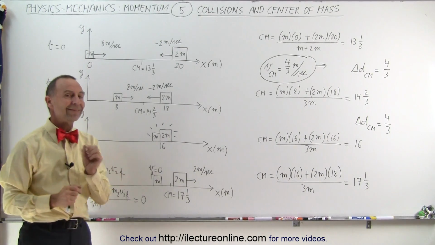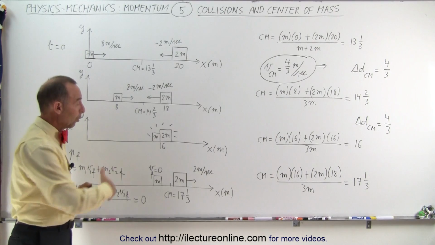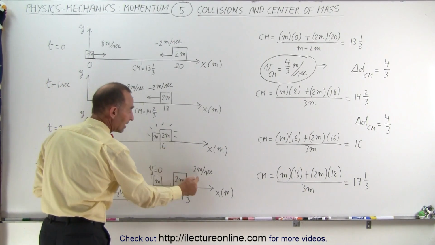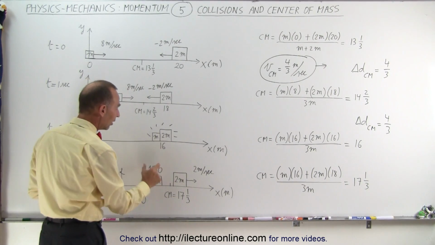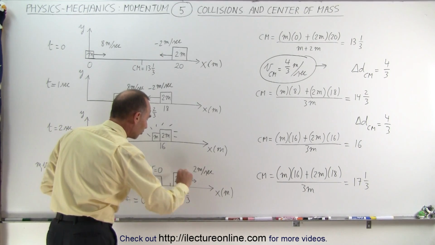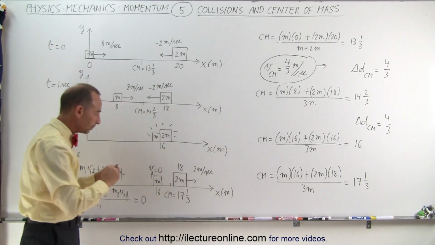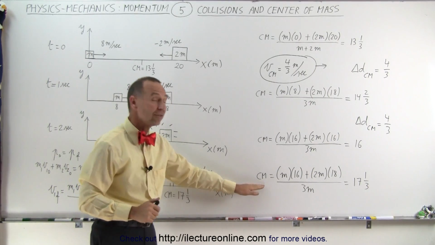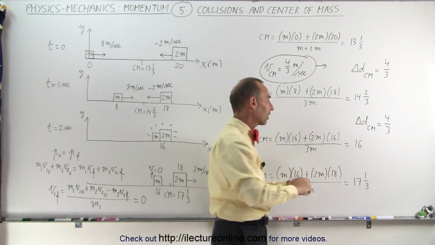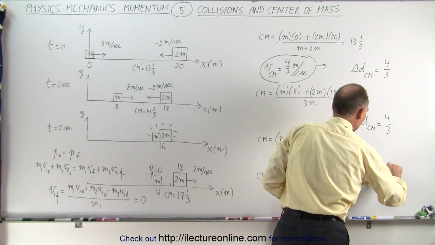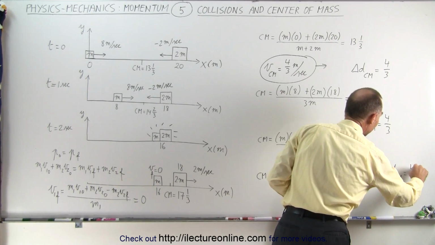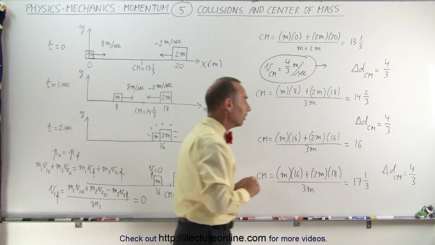Well, where is the center of mass 1 second later? 1 second later, the large object would be at 18 meters, from 16 to 18, because it's moving at 2 meters per second. The small object will remain at 16 meters. So this is at 16. The large object is now at 18 meters. And if we calculate the center of mass, again, it's 4/3 of a meter to the right of where it was the second before. So again, the change of distance of the center of mass in the next second after the collision is again 4/3 of a meter.